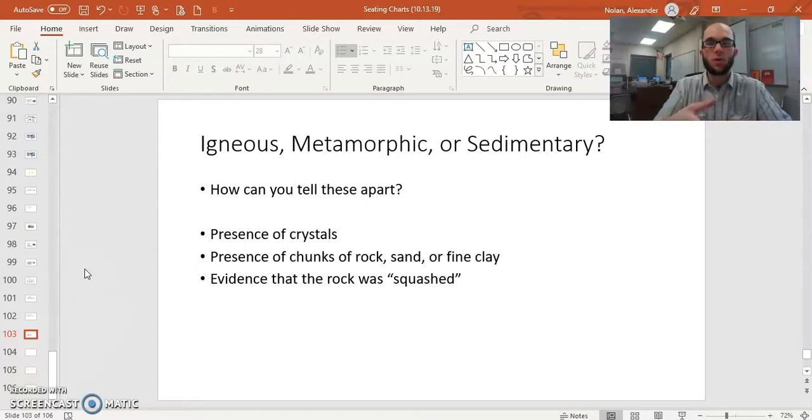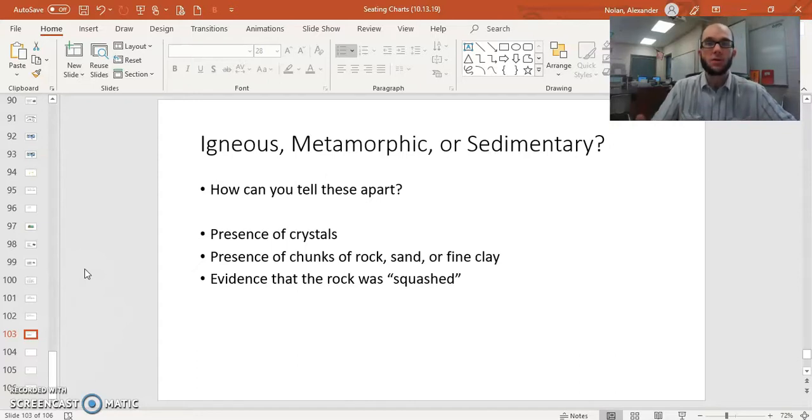So what are you going to look at in order to tell these apart? By the way, before I start talking about these different types of rocks, a really useful tool is called a dichotomous key, which we've discussed and that I have in another video, showing you how to use a dichotomous key. But I'm just giving you a qualitative way to tell these apart.